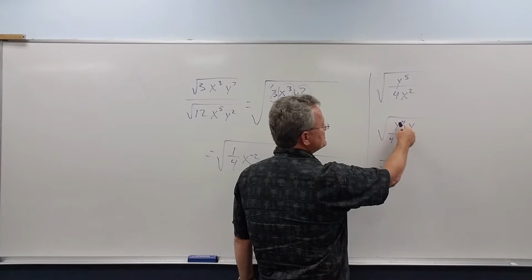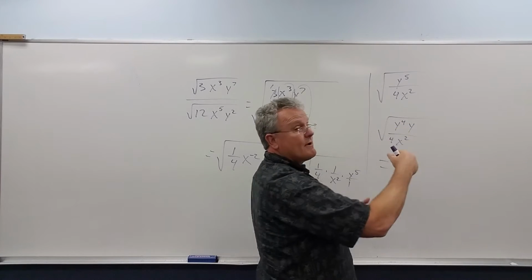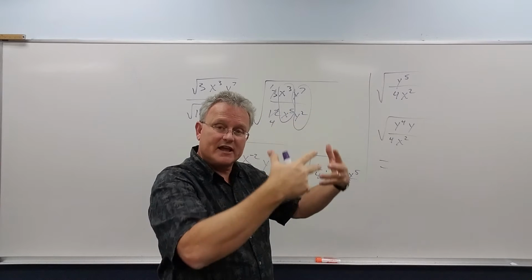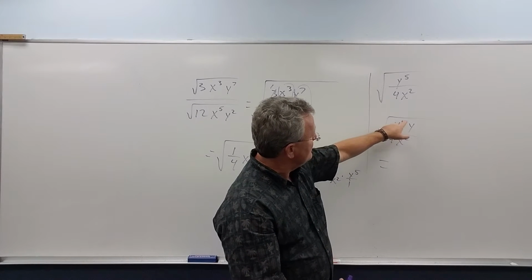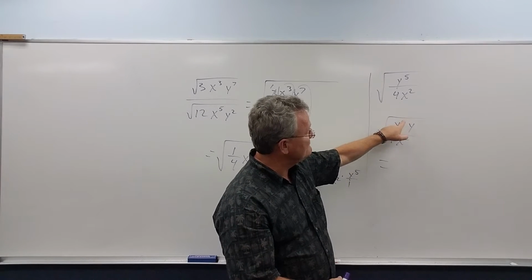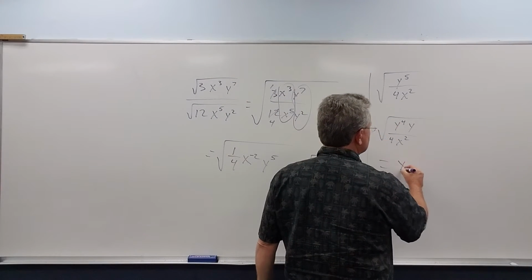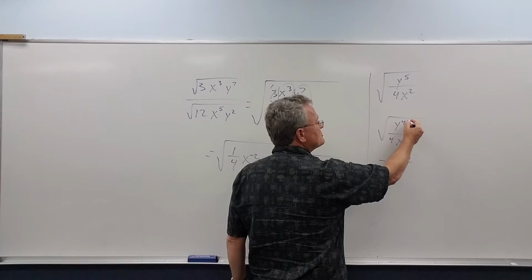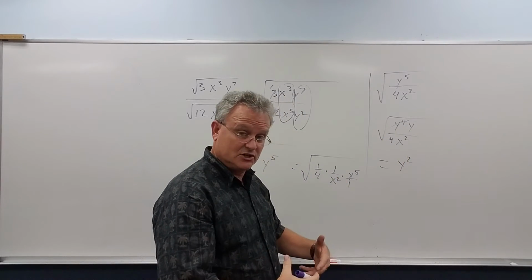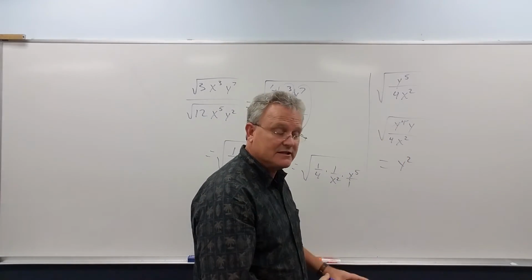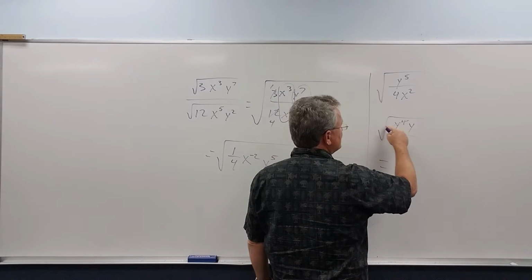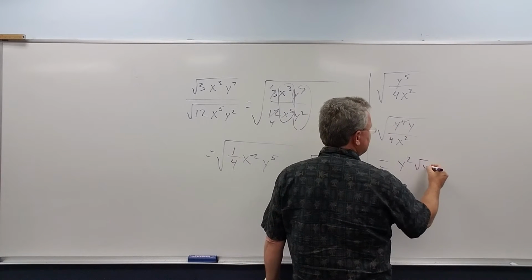So what is the square root of y to the 4? Well, remember, when we take the square root of terms with exponents, we divide the exponent by 2. 4 divided by 2 gives me y to the 2. I'm just going to cross that out because I've taken the square root. It's not canceling. We're left with the square root of y.